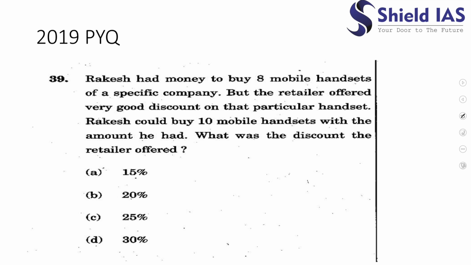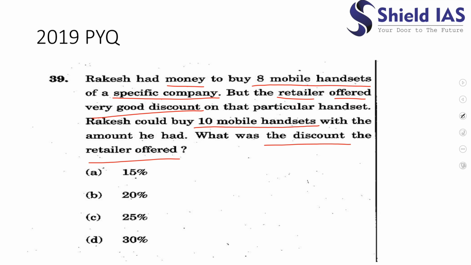So this is the next question. Rakesh had money to buy 8 mobile handsets of a specific company, but the retailer offered very good discount on that particular handset. Rakesh could buy 10 mobile handsets with the amount he had. What was the discount the retailer offered? So let's say he is buying 8 mobile handsets with a particular amount of money, but the retailer offered a very good discount, and Rakesh could buy 10 mobile handsets with the amount he had.